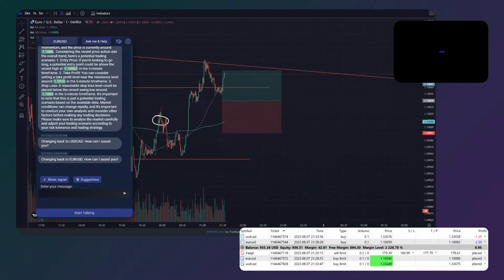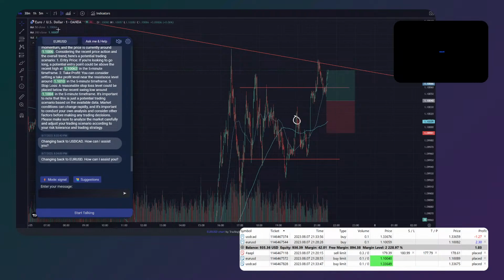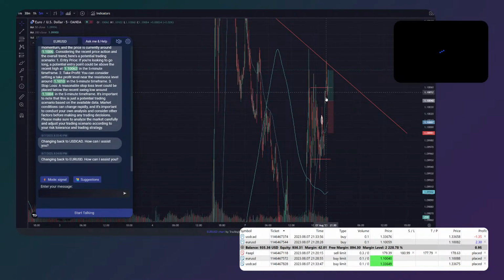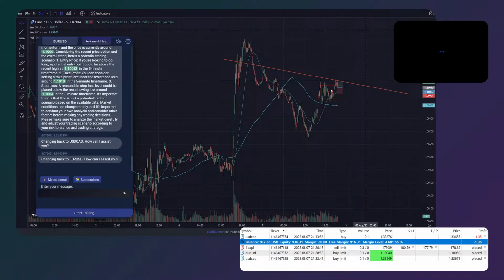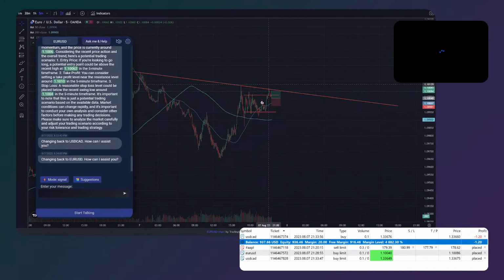So all right, what do we do with this? Should we close it? All right, it's pumping. Let's see where it goes. What's the graph looking like? There is definitely huge resistance here. Let's close it. Let's take the profit. Let's do it. As I've said, better safe than sorry, right?